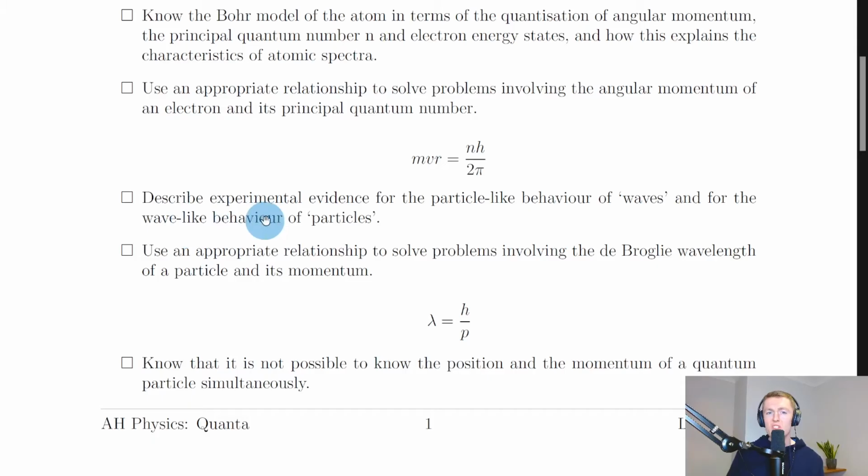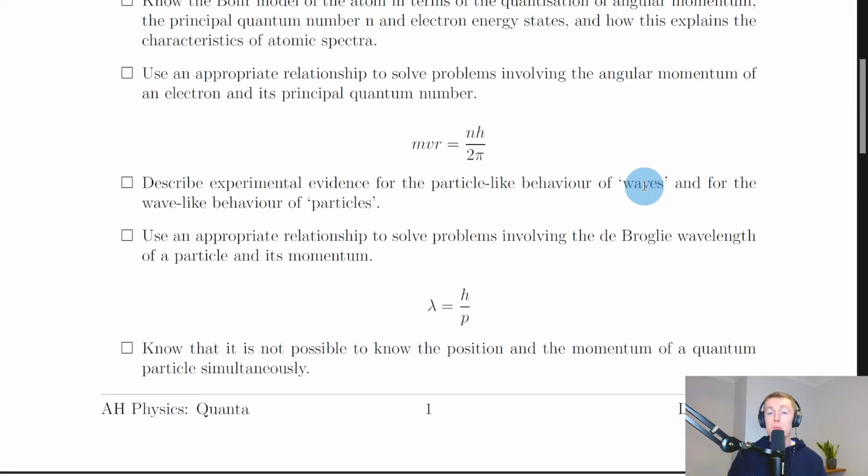Moving on, it says describe experimental evidence for the particle-like behaviour of waves and for the wave-like behaviour of particles. So remember, we have things like the photoelectric effect and Compton scattering for the particle-like behaviour of waves, and then we have things like electron diffraction for the wave-like behaviour of particles.